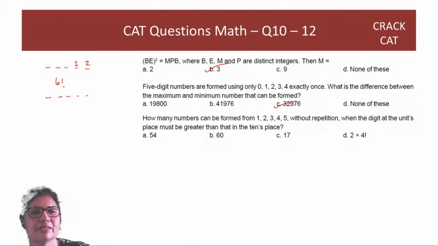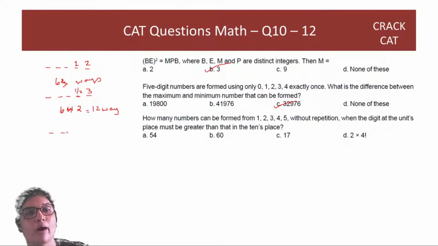If the digit in the units place is 3, then the digit in the tens place can be 1 or 2, so there are 2 ways to fill this and the remaining can be filled in 6 ways, 3 into 2 into 1. So here you will have 12 ways of filling it up. What if this is 4? Then this can be filled in 3 ways, again 6 ways here, so you'll get 18 ways.